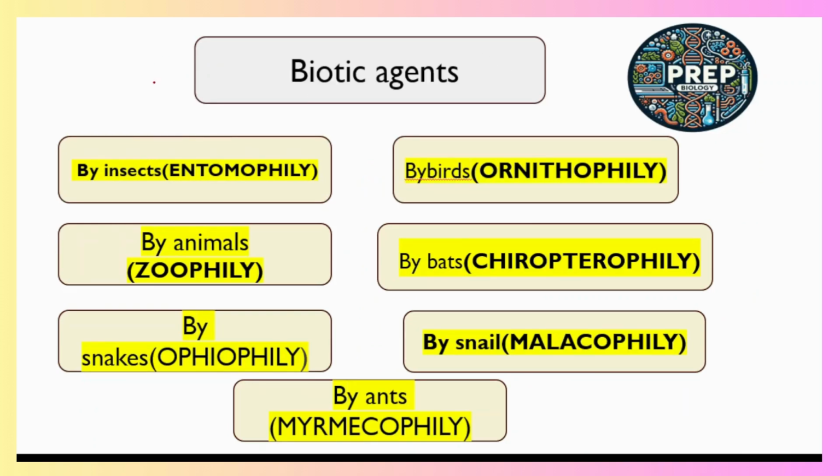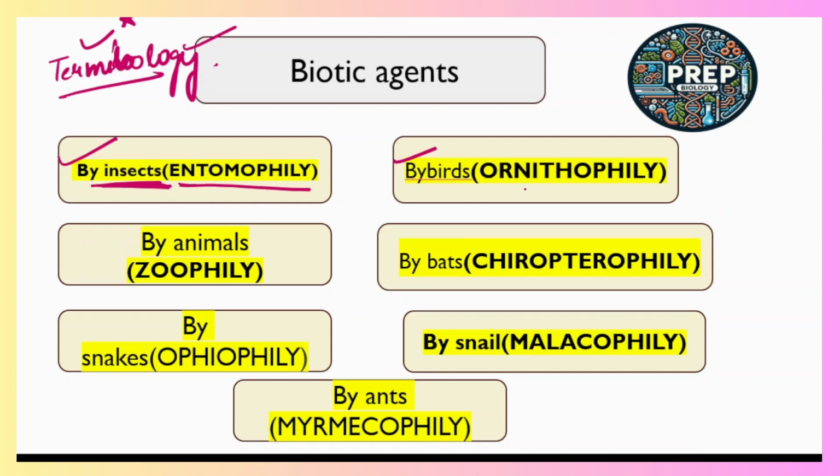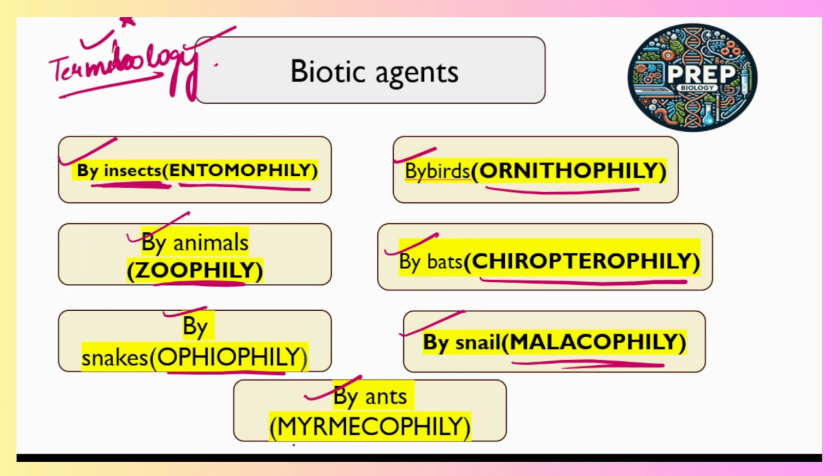If we see different biotic agents, there is a terminology which is very important. The pollination by insects is called entomophily. Pollination by birds is called ornithophily. Pollination by animals, large animals or small animals, is called zoophily. Pollination by bats is called chiropterophily. Pollination by snakes is called ophiophily. If the pollination occurs by snails, that is called malacophily. If the pollination occurs by ants, that is called myrmecophily.